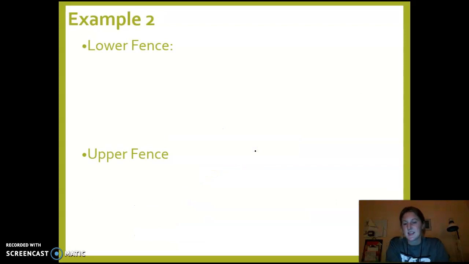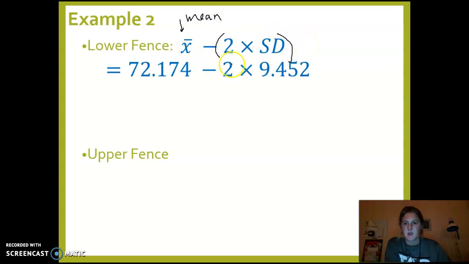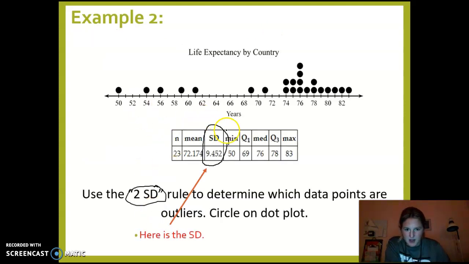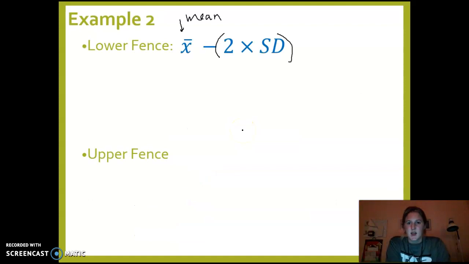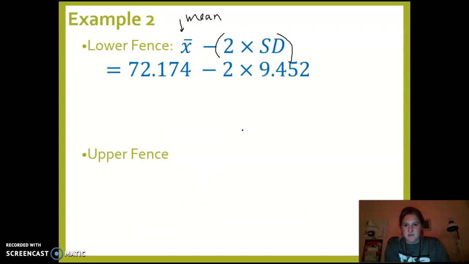9.452. Let's find our lower fence. The formula is, remember this means mean, mean plus 2 times the standard deviation. Remember, we're going to do the multiplication first. The mean was also in the table if you look back. I'll show you. The mean is also right here, so I guess we needed that. Mean is right next to it, 72.174. Okay? We need the mean, we need the standard deviation. I'll always give you those. You just have to make sure you plug it into the formula correctly.